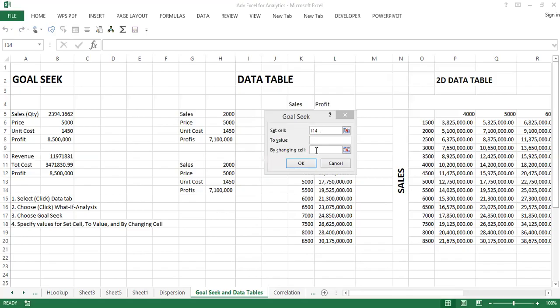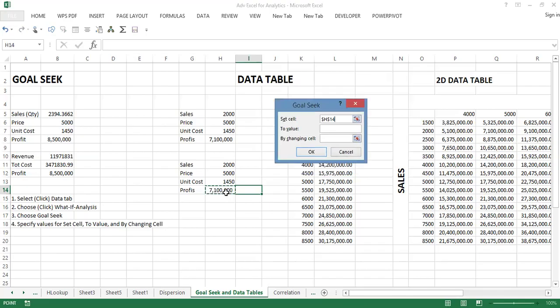A dialog box opens up. You just need to answer 3 questions here. One, set cell. What cell do you want to set? We are setting this cell to a certain value. Set it to what value? To 10 million. By changing what cell? By changing the sales value cell. So I click on the sales value there. Then, okay.